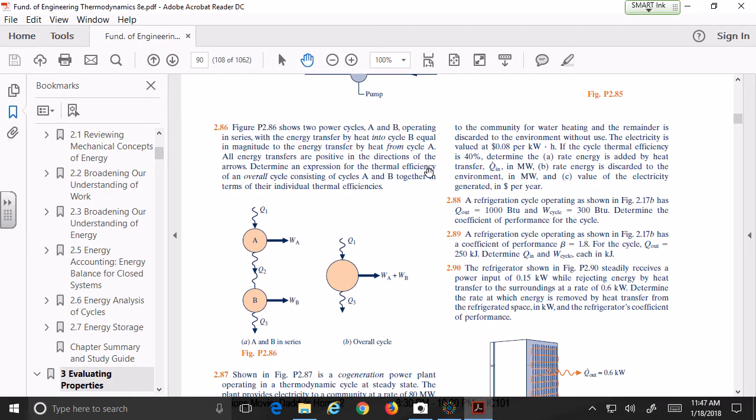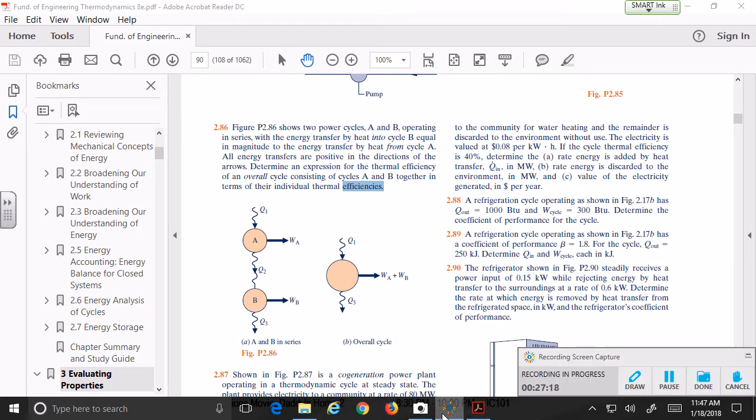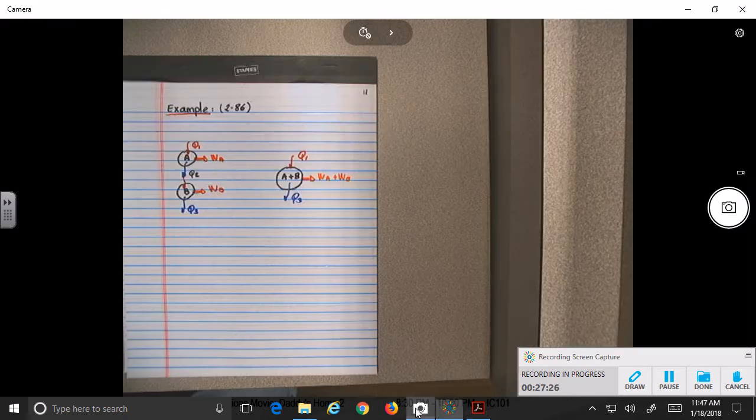Determine an expression for the thermal efficiency of the overall cycle, this one, consisting of cycles A and B together in terms of their individual thermal efficiencies. Okay. I need to switch to this one. There we go. So what would be the overall thermal efficiency?